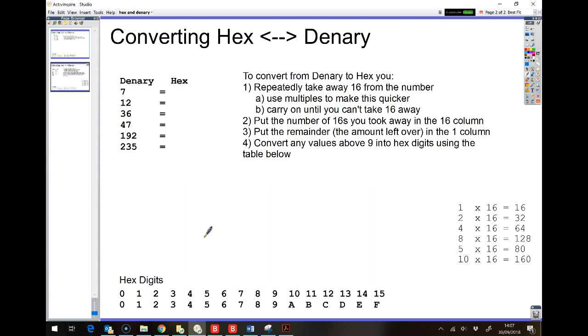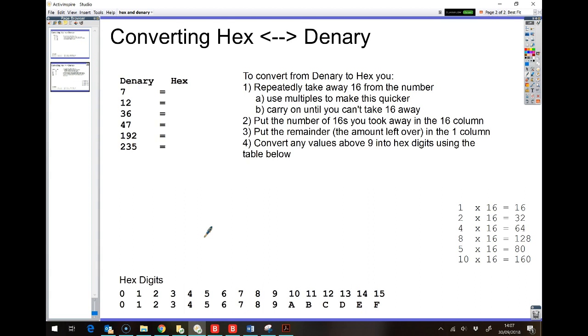Very simply, what we need to do is repeatedly take 16 away from the denary number, and we count how many times we do that. That will go in the 16 column, and then whatever is left over goes in the 1 column. I'm going to show you with some examples.